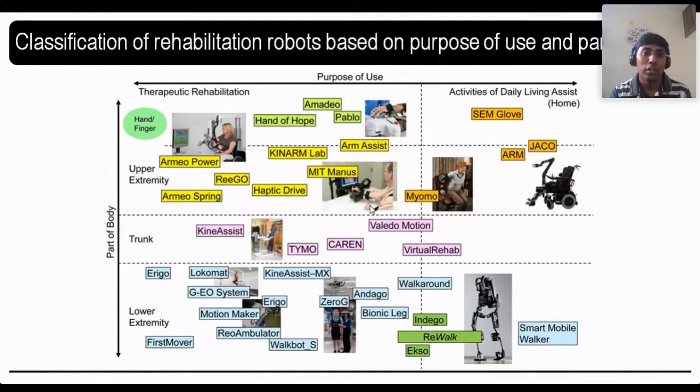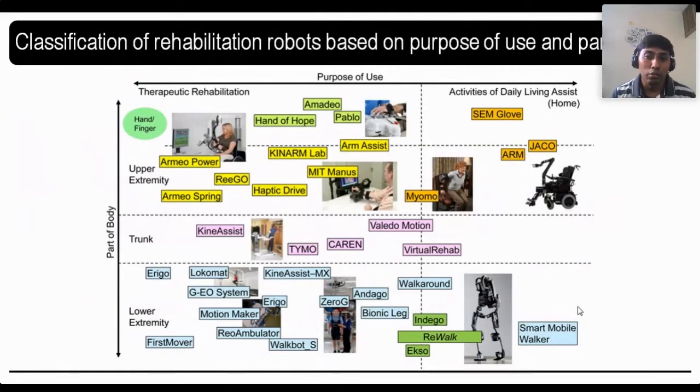You can divide into several categories, but one thing you can see is that in the part of the body, the upper extremity and the lower extremity have more concentration. What I highlighted here are the commercial or research products which were successful. On the other side is activity for daily life assistance. Even here, one of the popular ones is the exoskeleton, and among exoskeletons, the smart mobile walker. So these are some kinds of classification.